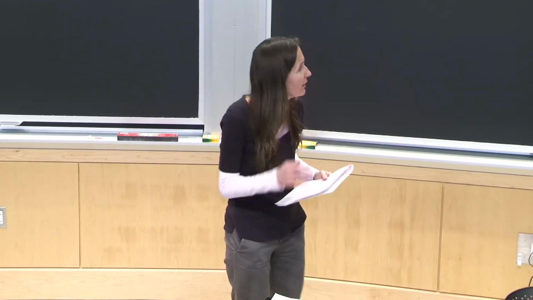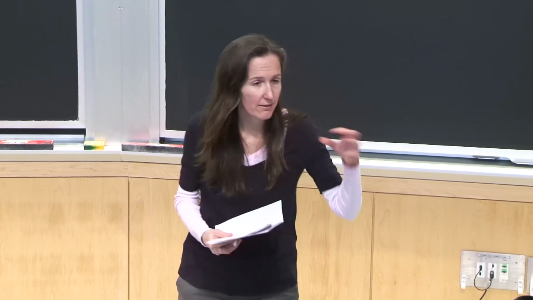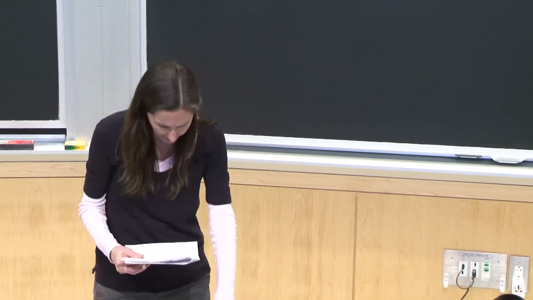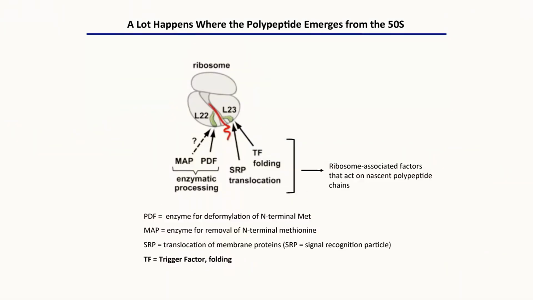And the first thing just to be aware of when thinking about trigger factor and where it acts, so we saw it sitting on top of the exit tunnel of the 50S in the prior slide, is that there's a lot of things happening near the exit tunnel of the ribosome. Okay, so here we have our 70S ribosome. Here's the polypeptide coming out. A few proteins are indicated. In addition to trigger factor, just be aware that there's other players here. One of these is signal recognition particle, which I mentioned briefly last time. This is involved in delivering membrane proteins to their destination. We also have enzymes that do work here, whether it's an enzyme for removing the N-terminal methionine, enzymes for deformylation of that N-terminal methionine, etc. So somehow trigger factor needs to work in the presence of these other constituents there.